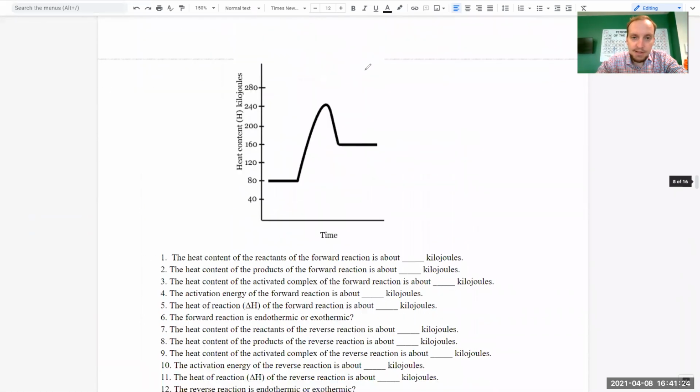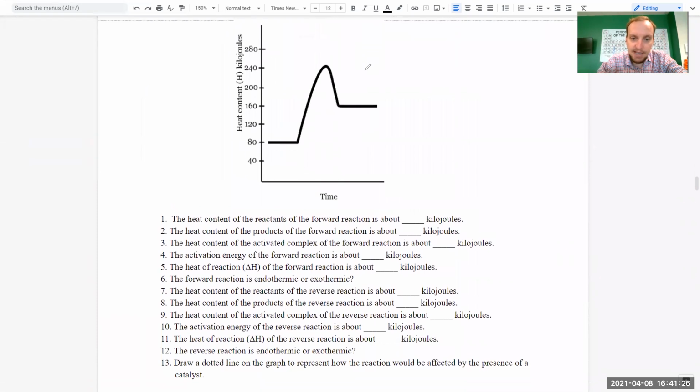All right, so let's go ahead and try these questions based on this graph we have at the top of the screen. So the very first question, number 1, says, what is the heat content? Notice again, that's your y-axis, in kilojoules. Kilojoules, again, is just 1,000 joules, and joules is a unit of energy, heat energy specifically. It says the heat content of the reactants of the forward reaction. So again, forward reaction, of course, means we're going from left to right. So the heat content of the reactants is right here. So that would be this number there, which is 80 kilojoules, okay?